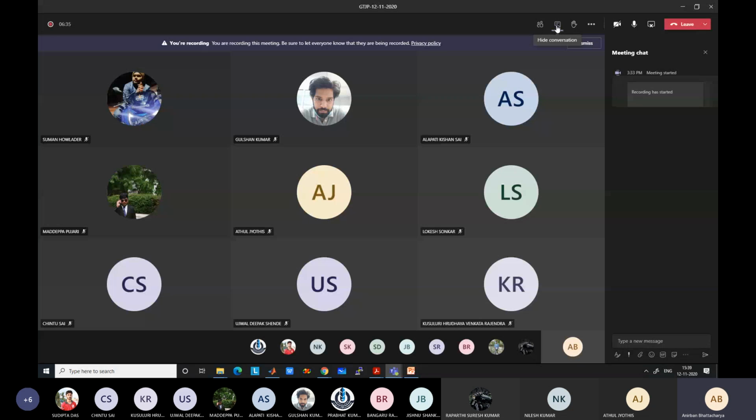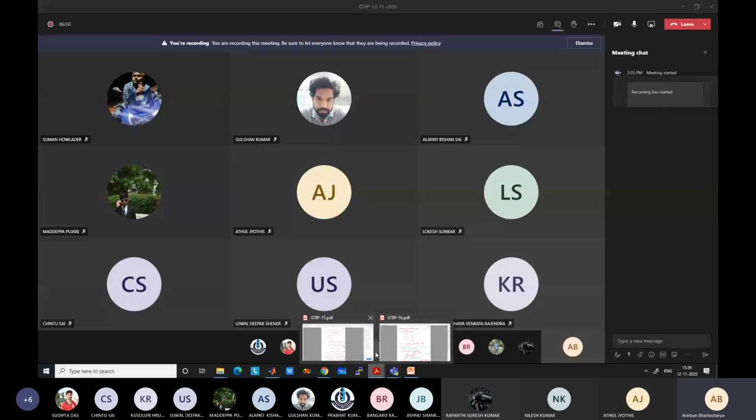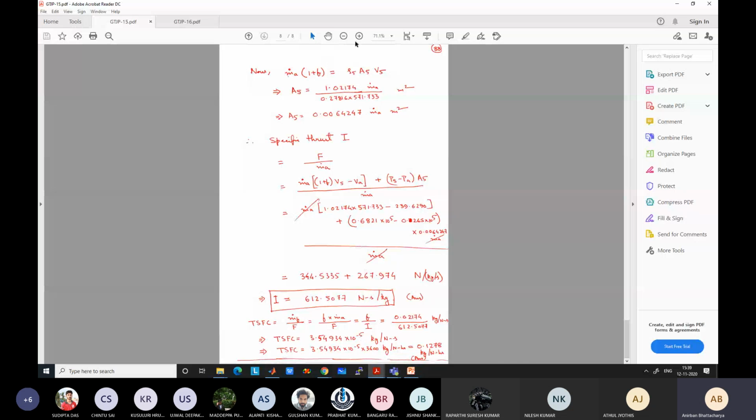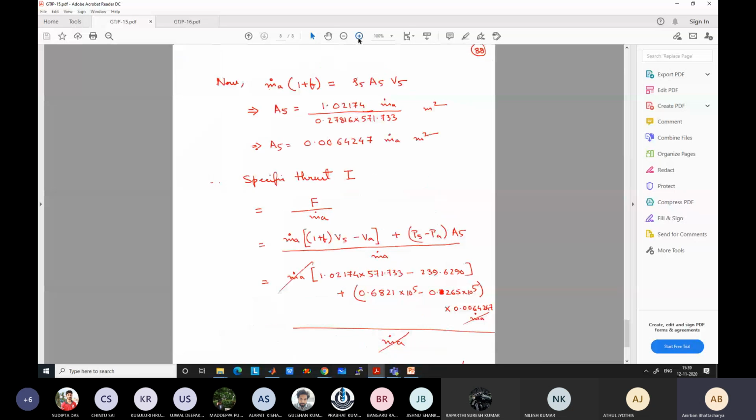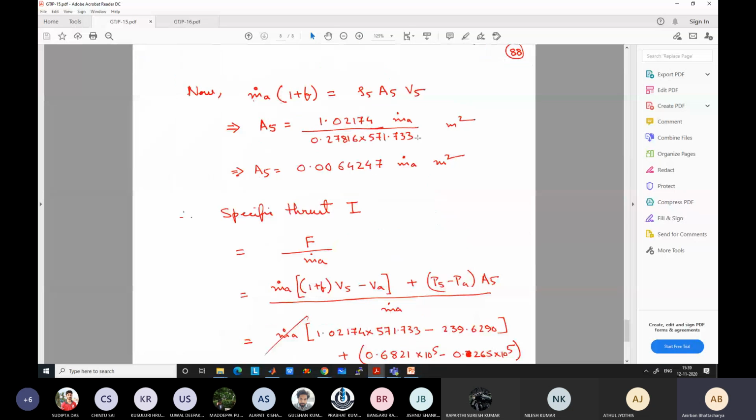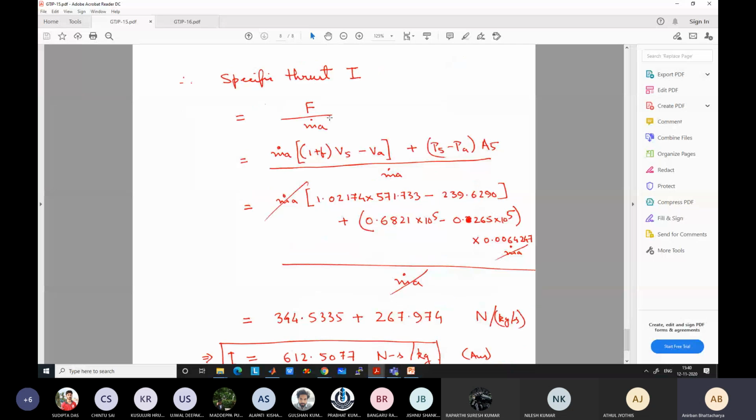So the problems are 1, 3, 5, and 6. Okay, from the solved problems and the previous problem that we have done in the class, for the same problem, you try to find out what is the specific thrust in case we use a convergent divergent nozzle.